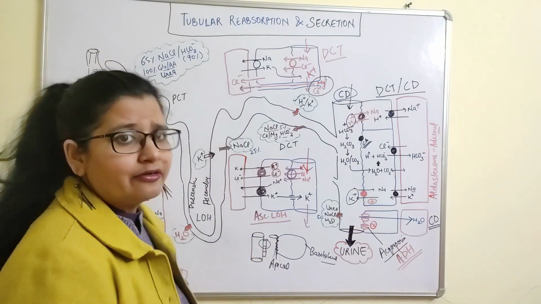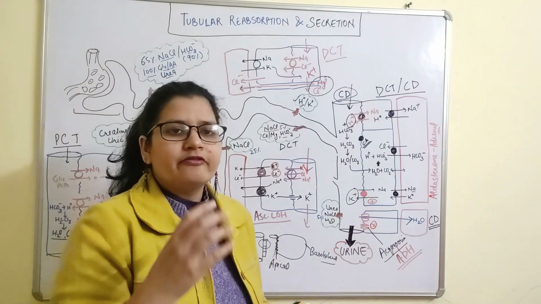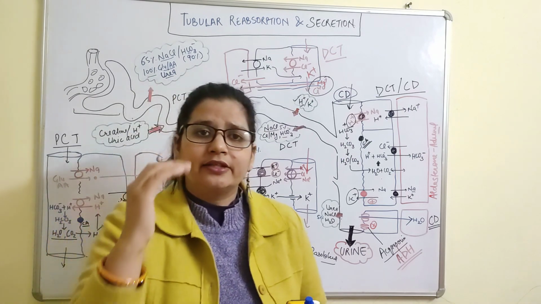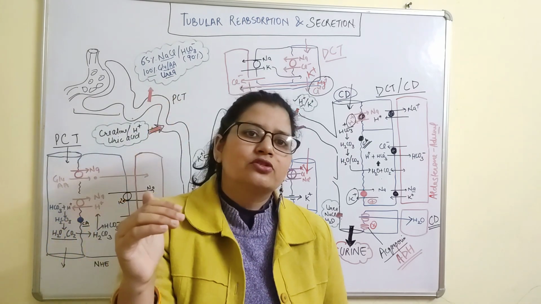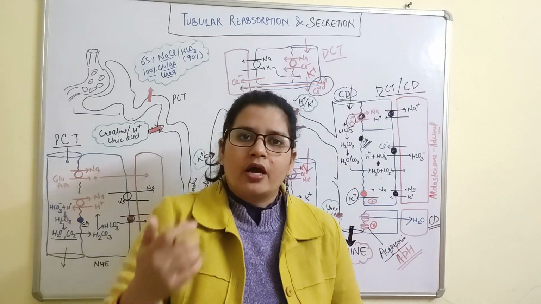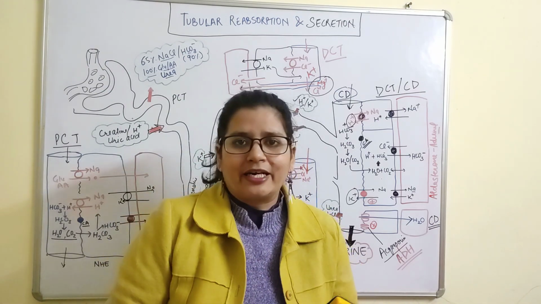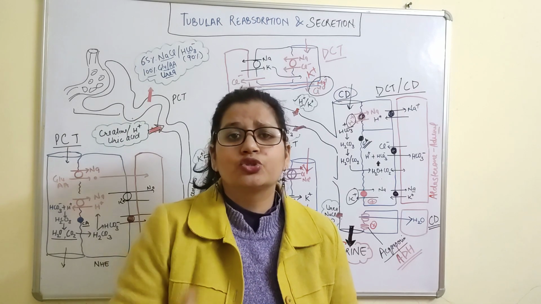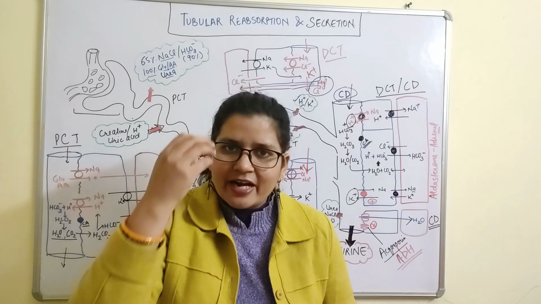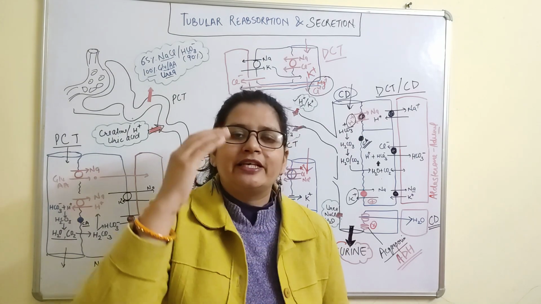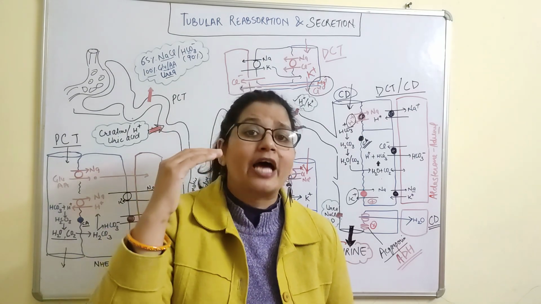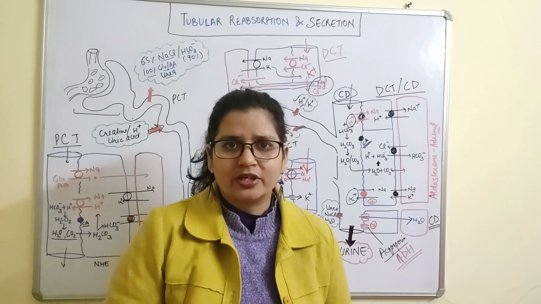First of all, you should understand one thing: there are two membranes on a cell. Toward the lumen, the membrane is called the apical membrane, and away from the lumen is the basolateral membrane. The basolateral membrane is always toward the blood. So whenever anything comes from the tubule and has to go to the blood, it has to cross two membranes, first the apical membrane and then the basolateral membrane.